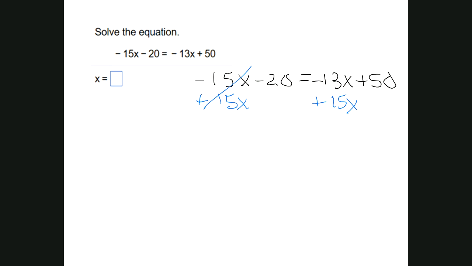So in this case, I'm actually moving my x's to the right-hand side of my equation. This leaves me negative 20 on the left equals negative 13x plus 15x, or you can say it vice versa, 15x minus 13x is 2x.